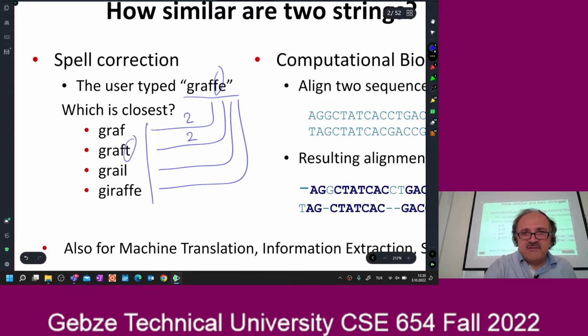Grail to graph is going to be, I think I need to add these 2 and remove those 3, it's 5. Giraffe and graph, I need to insert an I, that's 1. It's like 1, right? Is that correct? Yeah, I think if I insert an I between G and R, that would be 1.